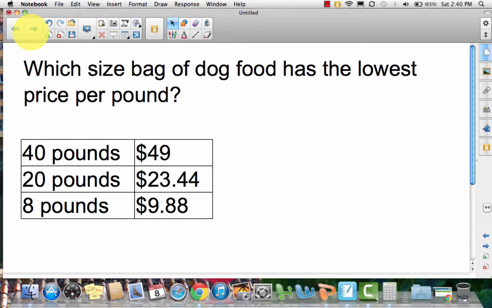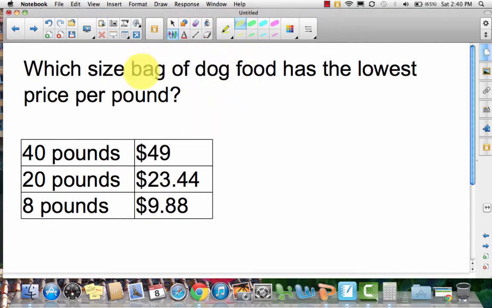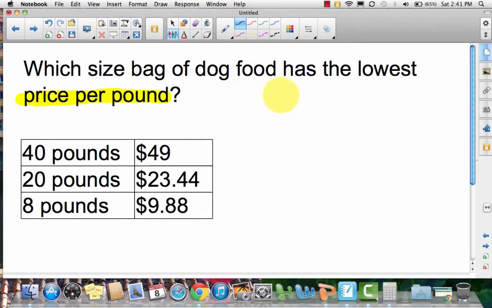So the first example I have is asking us to determine which size bag of dog food has the lowest price per pound. And I need you to keep in mind that your key word here is per. And if I look around the word per, I see price per pounds. And those 3 words tell me how I'm going to set up my unit rate. So this tells me that it's price, which means dollar would be in the numerator. Per becomes my fraction bar, and pound goes in the denominator.